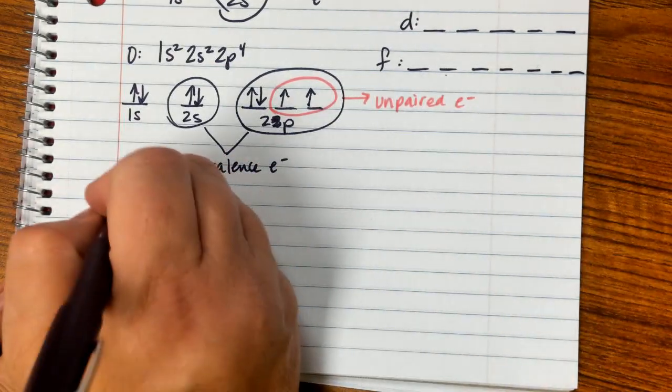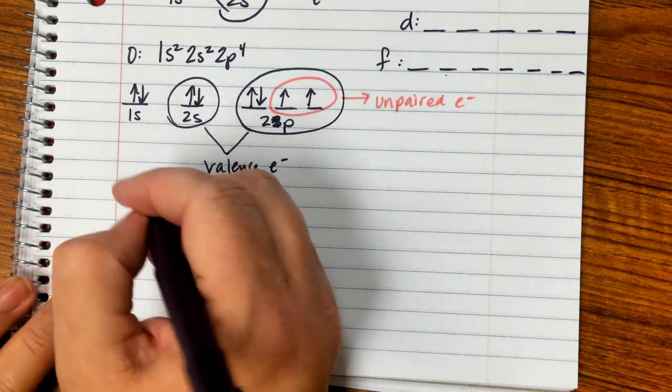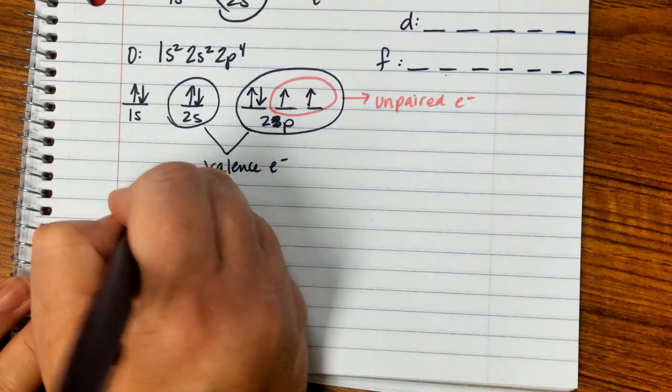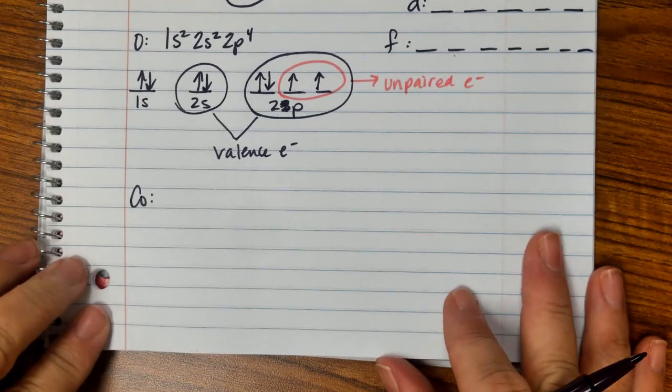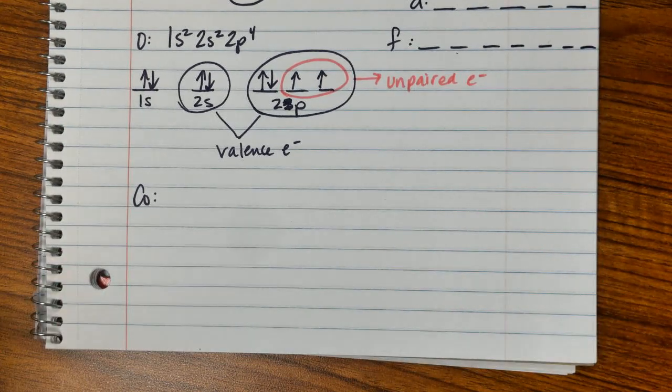Let's do cobalt, and you're doing the long version, not the shortened version. Do the long electron configuration. It's not that long. Oh my gosh, it's number 27. It's not even that long. Just do the electron configuration. Do not pass go. Do not collect $200. Just the electron configuration.